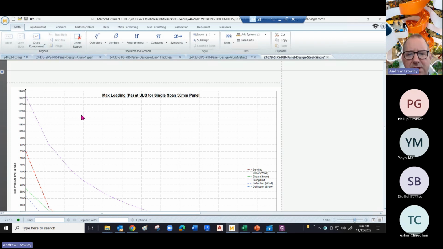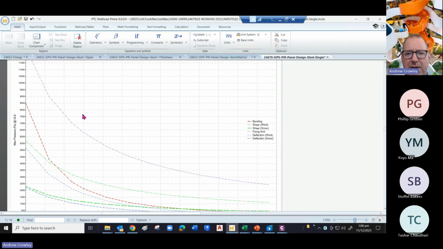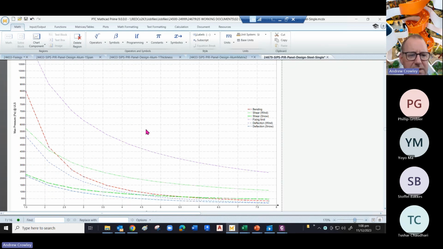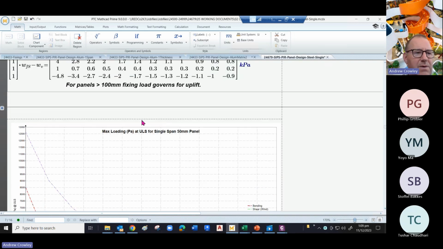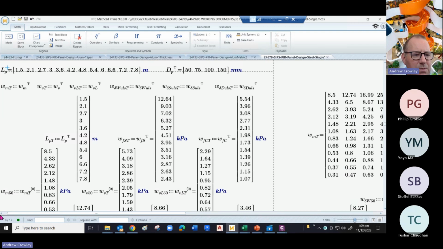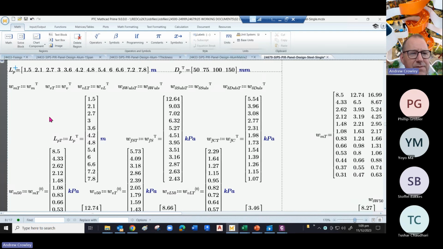So I've inserted a chart and I've plotted bending, two lots of shear, so short-term and long-term, the fixing load, the deflection, and the snow. And that is for a 50 millimeter panel. Now, how did I pick out the 50 millimeter panel? Well, again, we've got an area that's hidden with lots of numbers, and you can see why when you look at all those numbers. We've got columns and columns of numbers. You will see nothing but columns of numbers by the end of this.